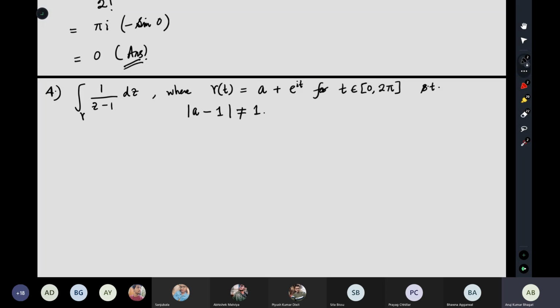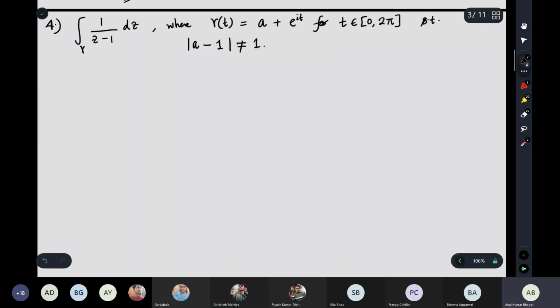So any idea from your side, any approach? Yes, sir, please tell me. Mod of a minus 1 is greater than 1, then the function is analytic. Right, then the integral will be 0. Correct, exactly. And if mod of a minus 1 is less than 1, then the Cauchy integral formula will be applied, then 2 pi i will be the answer. Very good, that is exactly correct.